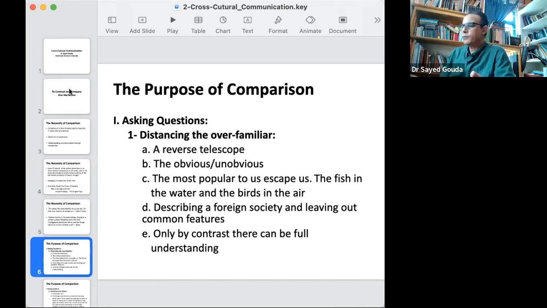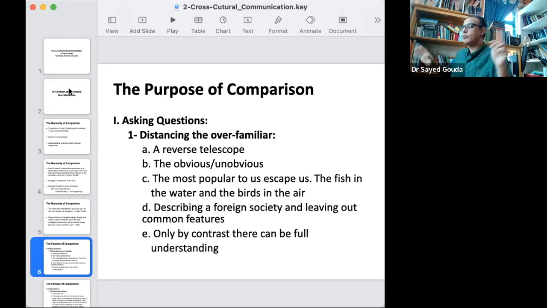So the most popular is that we tend to overlook the familiar, as David Hume said. For example, the fish in the water. The fish is the last creature that can realize the existence of water, because the fish lives in the water all the time. That's why it can't really realize the existence of water.